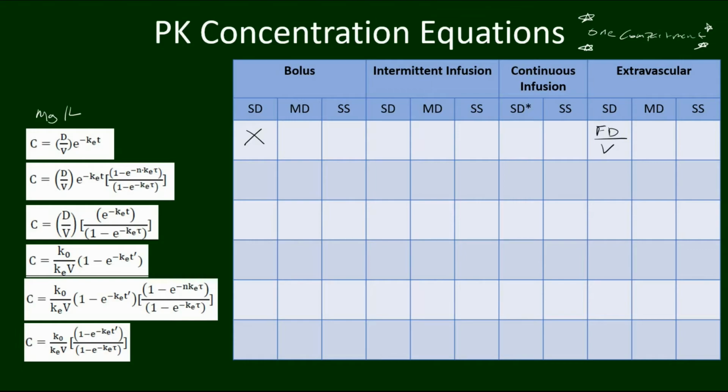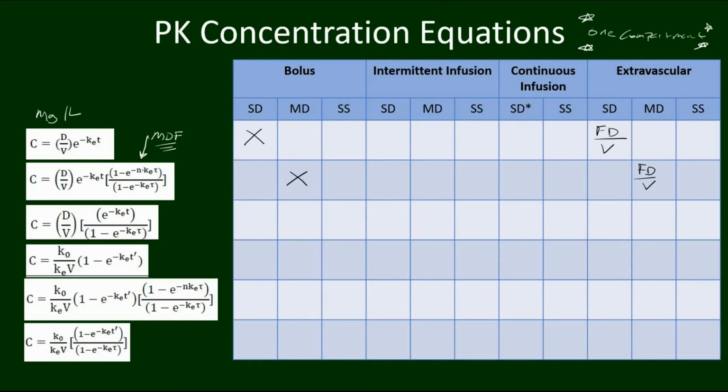Going down to the next equation, what we can see here is now we have the same equation as the first time, but now we have the multiple dosing factor. So which scenarios do you think this applies for? You guessed it right. The multiple dose for bolus and the multiple dose for extravascular.